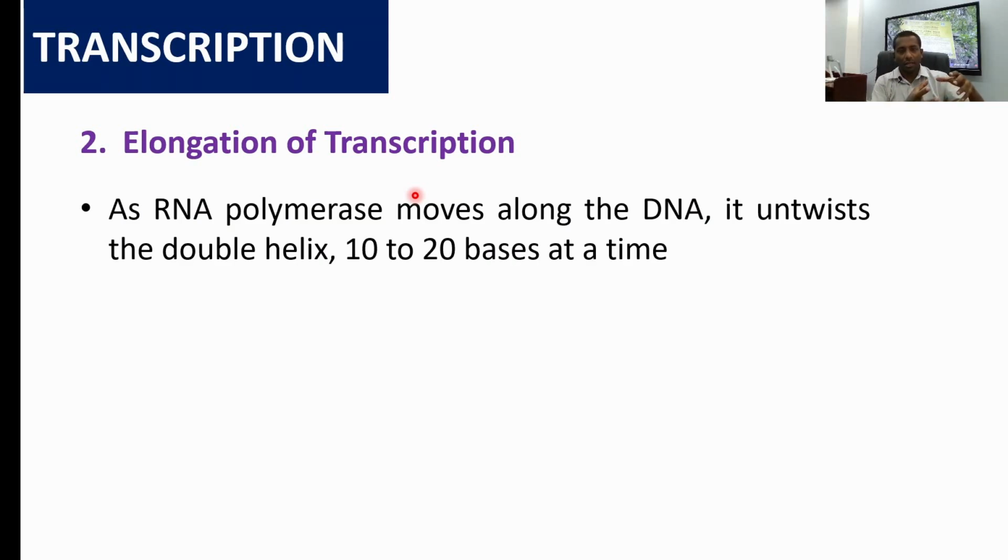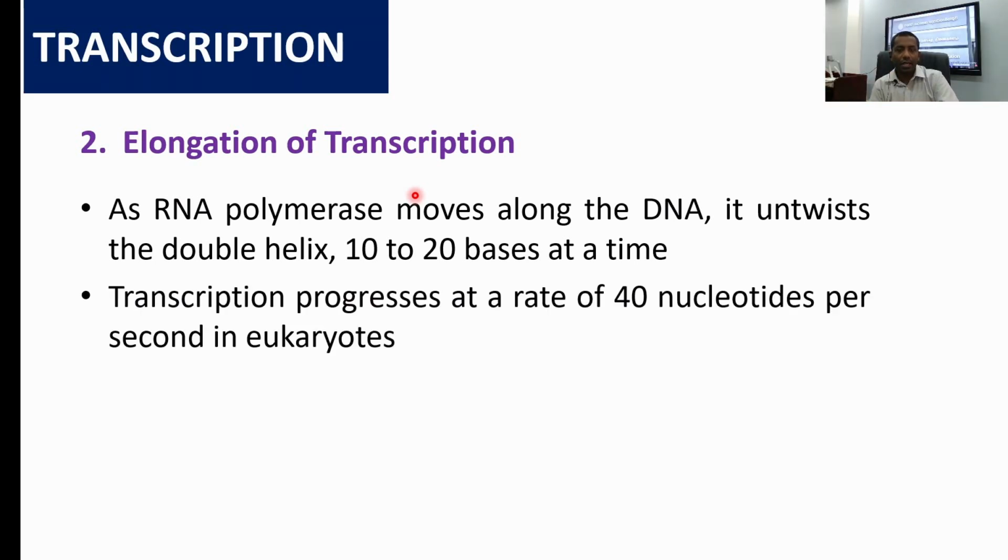So as RNA polymerase moves along the DNA strand, it opens up or untwists the double helix, usually 10 to 12 base pairs at a time, and transcription, or formation of the mRNA molecule, takes place at a rate of 40 nucleotides per second. So for mRNA molecules to form, you need nucleotides in the cytoplasm. By the way, actually this stage takes place in the nucleus. Okay.